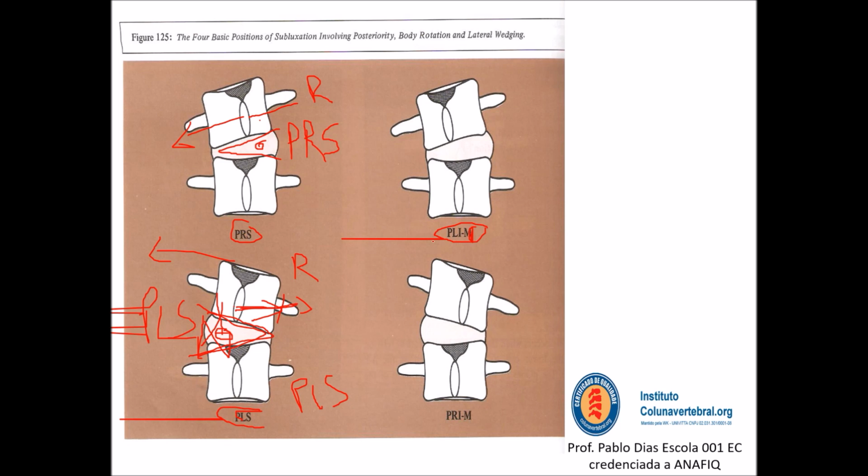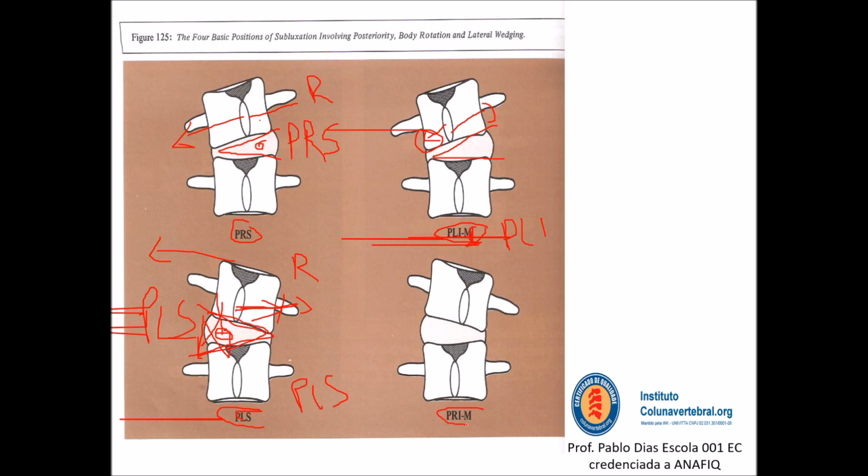Now, PLI is because the spinal process is on the left side, or we can say there is a restriction to go to the right, and then it is fixed on the left. And the wedge is on the opposite side of the fixation. And then this is the PLI pattern. And the letter M is the contact that you use to correct.